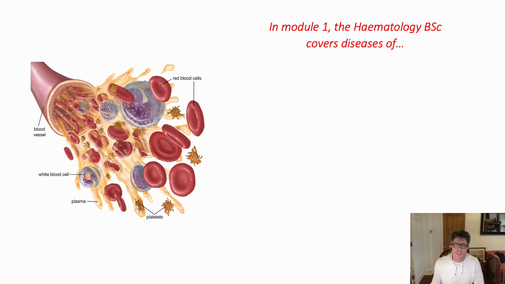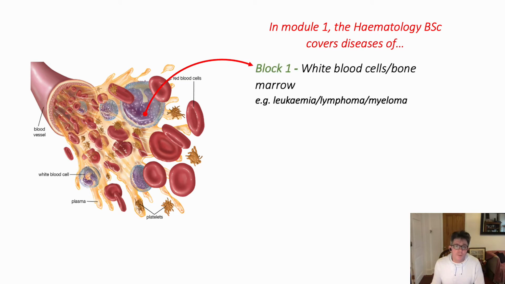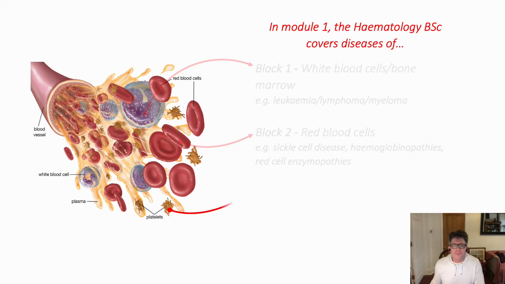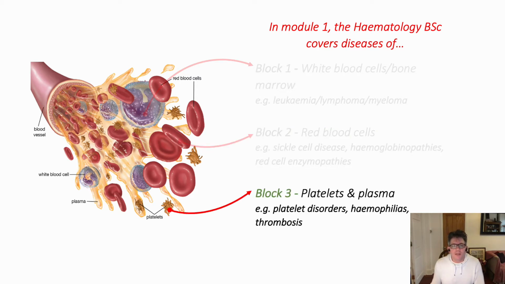Module 1 of the Haematology BSc is split into 3 blocks that cover diseases of the white blood cells and bone marrow, which encompasses leukemias, lymphomas, and myelomas. Block 2 covers diseases of red blood cells, including sickle cell disease, various hemoglobinopathies, and red cell enzymopathies. And Block 3 explores disorders of platelets and plasma components, including platelet disorders, coagulation deficiencies such as haemophilias A and B, as well as the very common thrombotic disorders including heart attack, stroke, and venous thromboembolism.